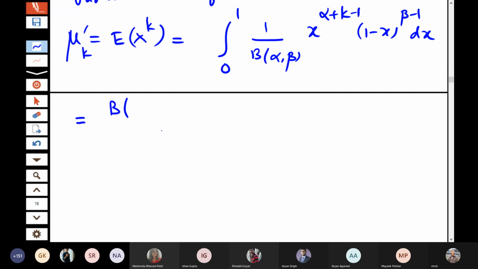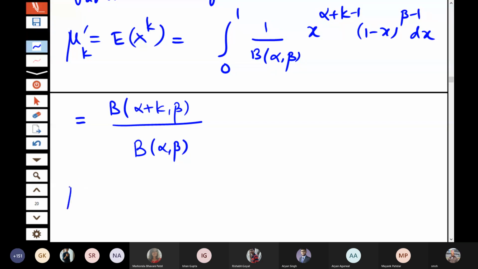Okay, so this is Beta(alpha + k, beta) divided by Beta(alpha, beta). You can simplify all of this because you know the formula for the gamma function and so on. If I am taking integers or any such thing, then you can easily calculate it, but I don't need to express it here.